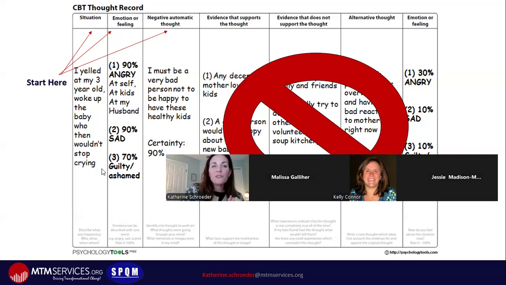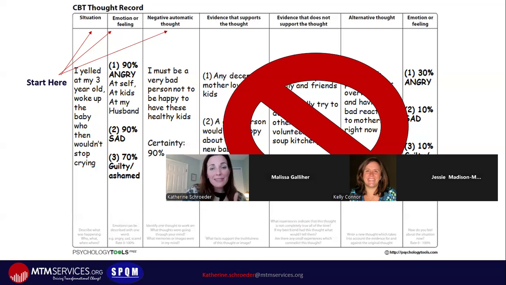When it gets into the feeling, and I do like that it does the feeling first here because that's usually what they notice first before the thought, what it asks her to do at the bottom is to rate the intensity of the feeling. And I don't really see that on a lot of thought records. I like that particular element.